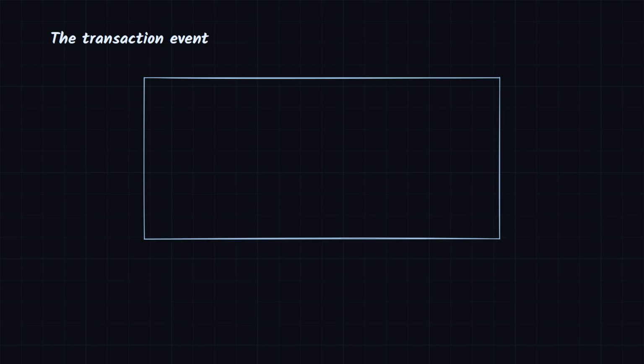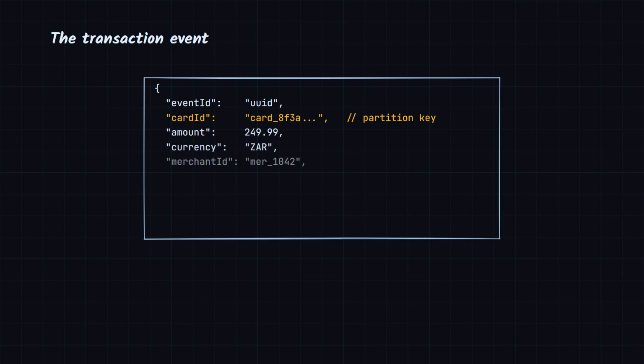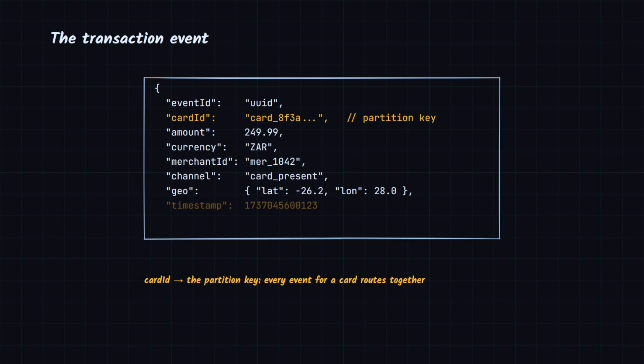Here's our core transaction event. A stable event ID for idempotency. The card ID, which is critical, it's how we route and correlate. Amount and currency, the merchant and channel, geo-coordinates for location checks, and a millisecond timestamp because in fraud, ordering is everything.